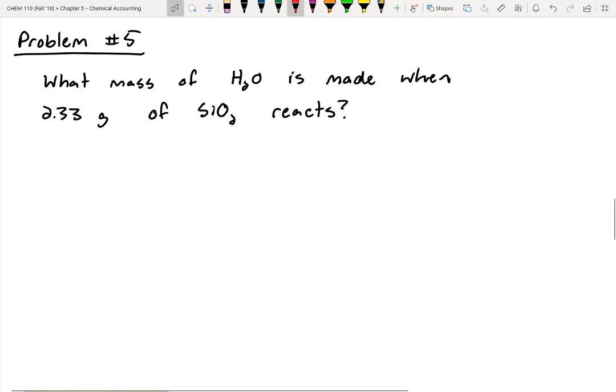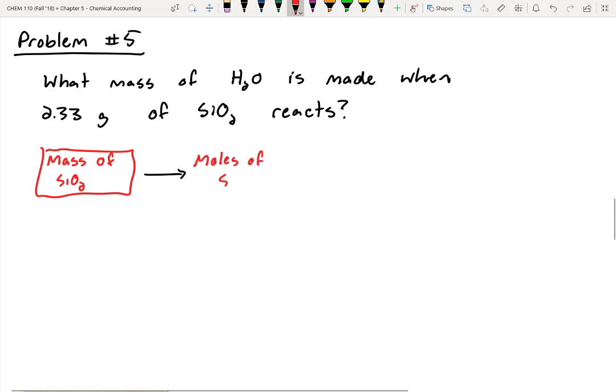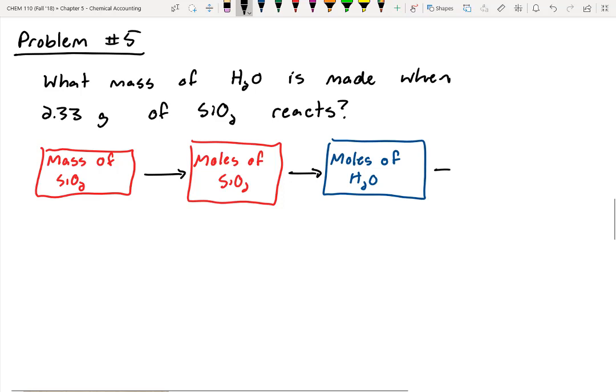Let me just kind of give you a road map. So mass of silicon dioxide is where we're starting at. We're trying to get to moles of silicon dioxide. It's going to be our next step. And then after that, we're trying to go to moles of water, and then from there we're trying to get to grams, or mass of water, excuse me.